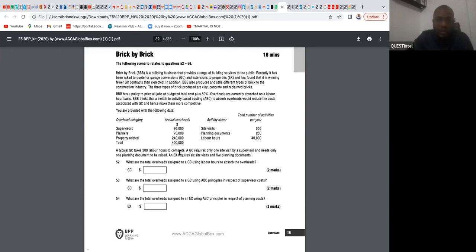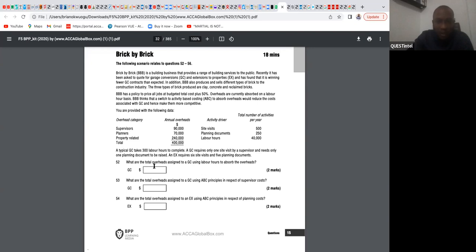So GC takes 300 labor hours to complete. A GC requires only one site visit by a supervisor and needs only one planning document to be raised. And EX requires 6 site visits. So EX will have more overhead. So 6 site visits compared to 1 for GC, and 5 planning documents compared to 1 again for GC.